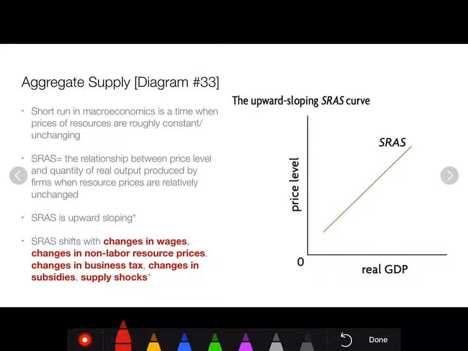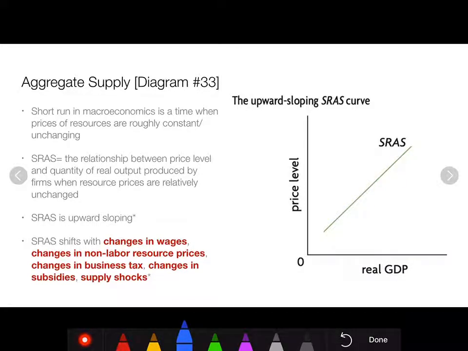As the price level goes up, a producer in an economy would be more willing to produce their goods and services. So just like supply in microeconomics had this same shape, in macroeconomics, when you consider all the goods together, you see that as the price level goes up, so does the overall real GDP output at that price level.